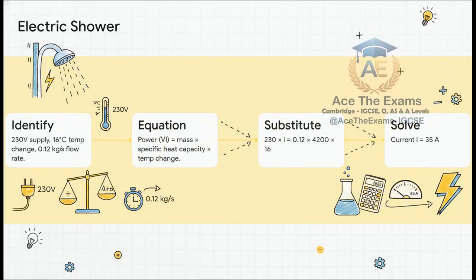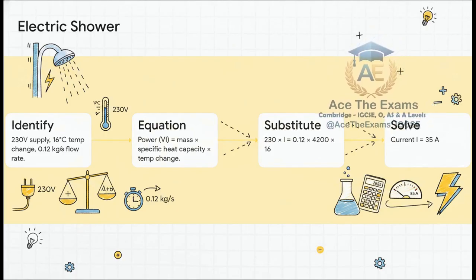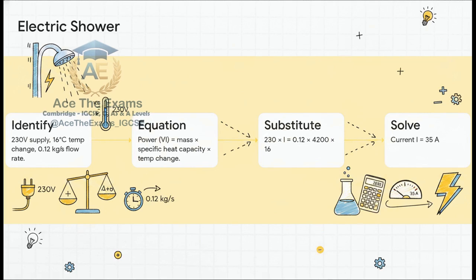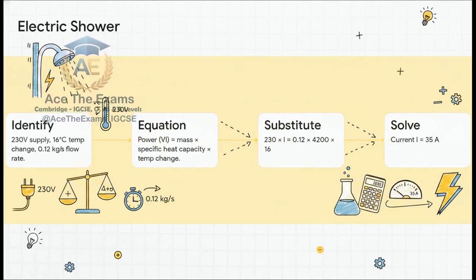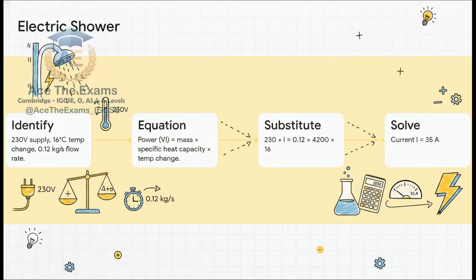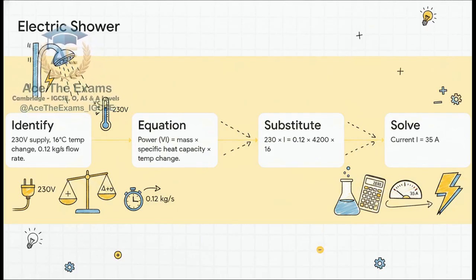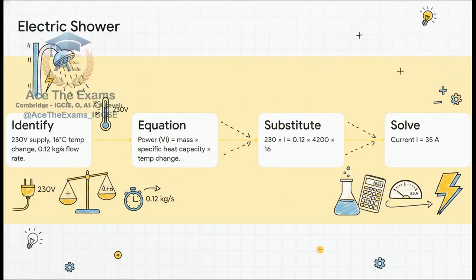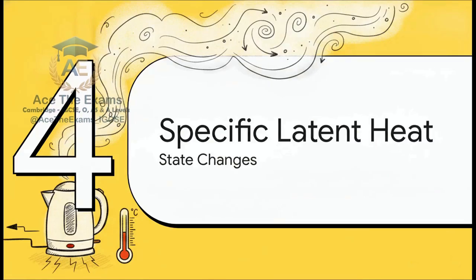Step 3, substitute confidently. 230 volts times our unknown current I equals our mass flow rate of 0.12, multiplied by water's specific heat capacity of 4,200, multiplied by our temperature change of 16. Step 4, solve. The right side becomes 8,064 watts of thermal power. Divide that by 230 volts, and boom, we get a current of exactly 35 amps. Perfect marks.